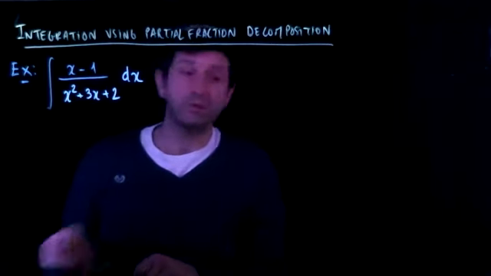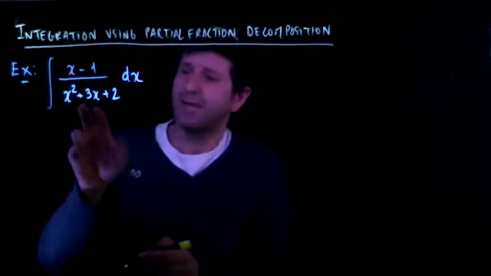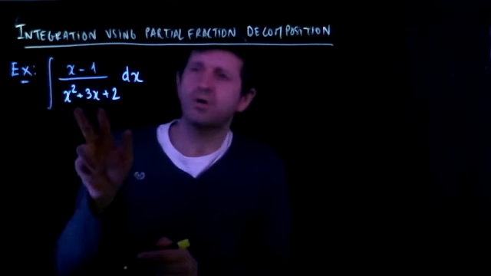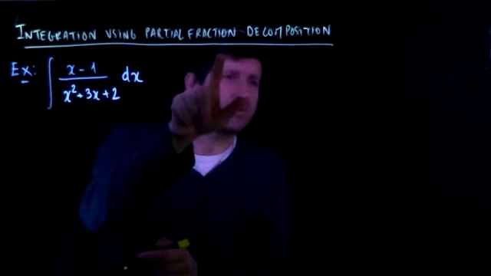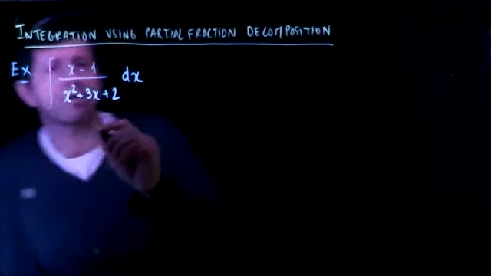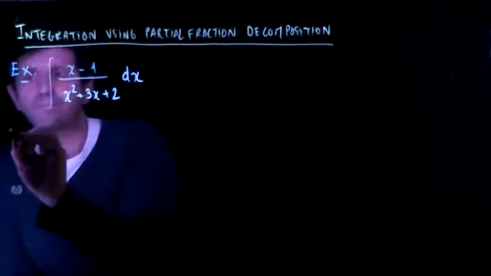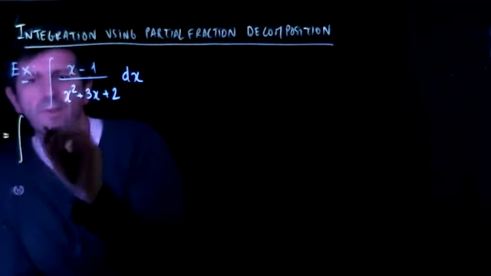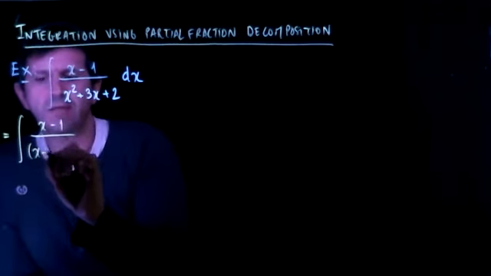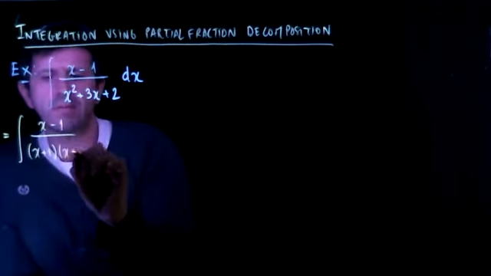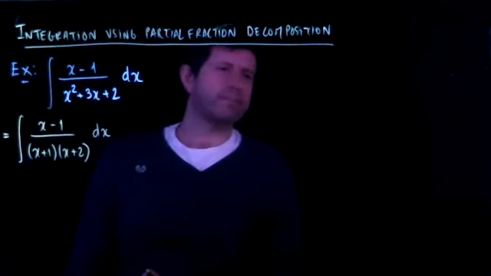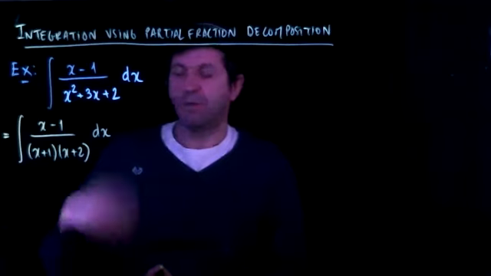The first thing you should notice is that you could factor the denominator. If you can factor the denominator, chances are you will use a partial fraction decomposition, like what I'm going to show you right now. So let's start with factoring the denominator. That's x minus 1 over x plus 1 times x plus 2. So far so good, but we're still stuck.